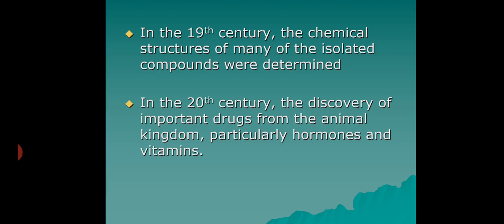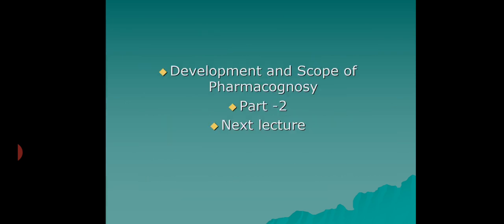In the 20th century, the discovery of important drugs from the animal kingdom, particularly hormones and vitamins. Apart from plant material, a discovery process started. Research started to discover new medicines from animal sources, animal organs, and natural vitamins were also being discovered from natural origins. This all happened in the 20th century. That we will see probably in the next lecture.